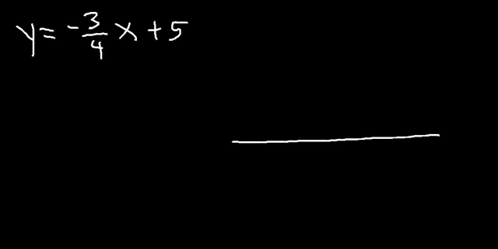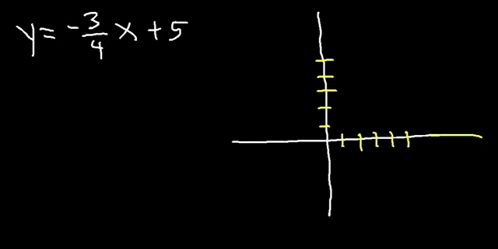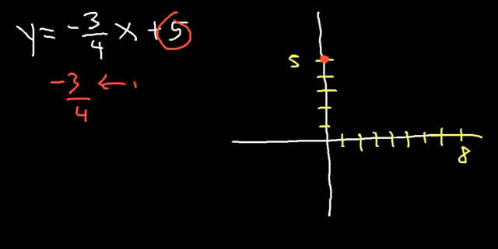So let's say if you have this equation, y is equal to -3/4 x plus 5. So 1, 2, 3, 4, 5. 1, 2, 3, 4. Let's go up to 8. 5, 6, 7, 8. So the y-intercept is 5. So that's going to be the first point. Now the slope is -3 over 4. So -3 is the rise and 4 is the run.